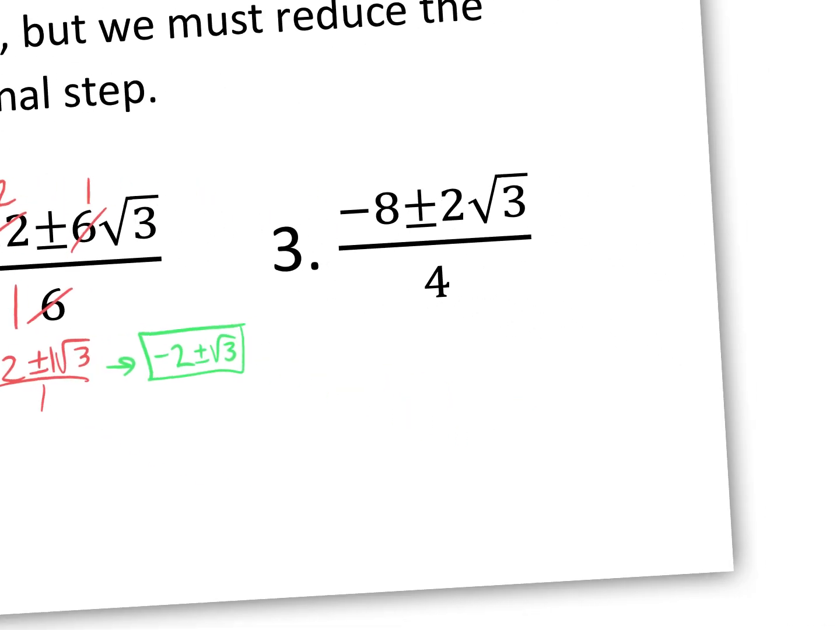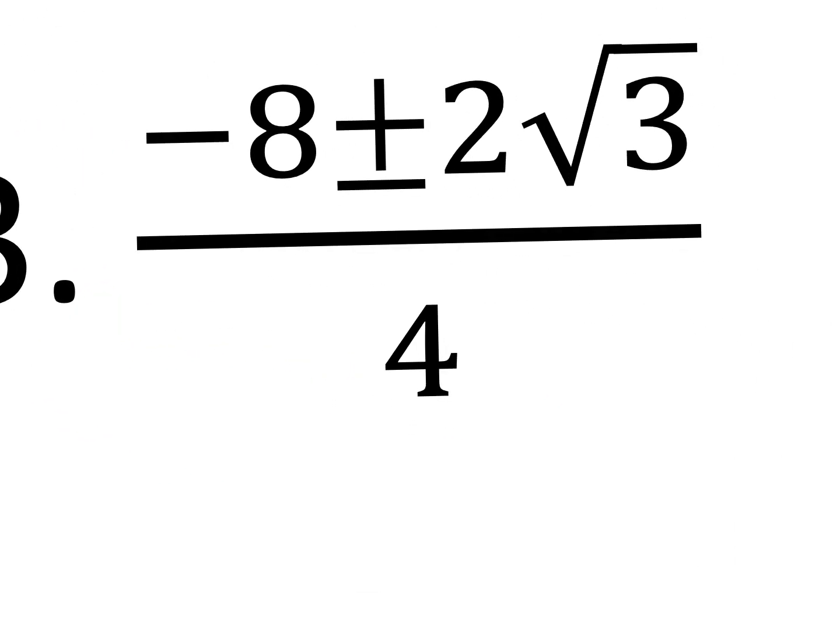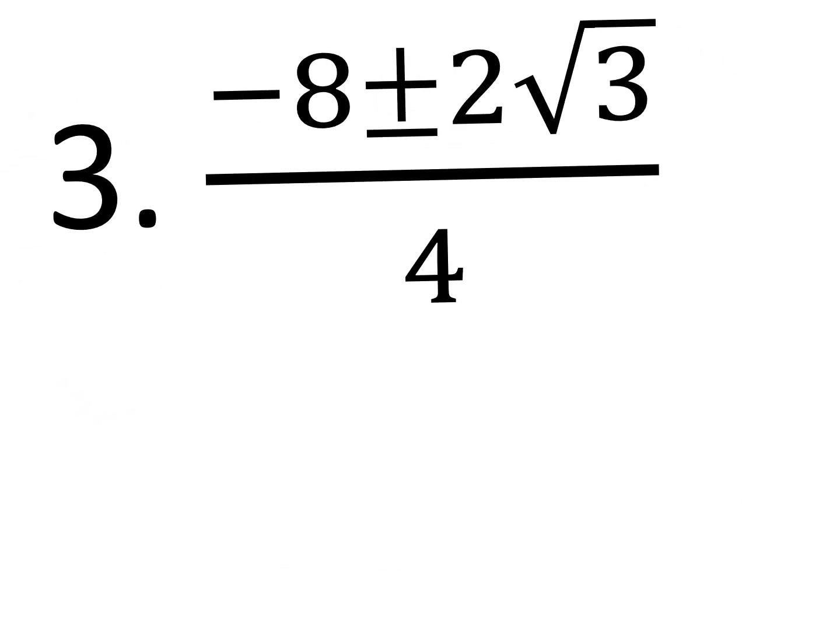How about this last one right here? Let's say I did do the quadratic formula, I simplified everything, and I'm right here on my final step. What's my final answer going to be? It's going to be negative 4 plus or minus 1 square root of 3 over 2.